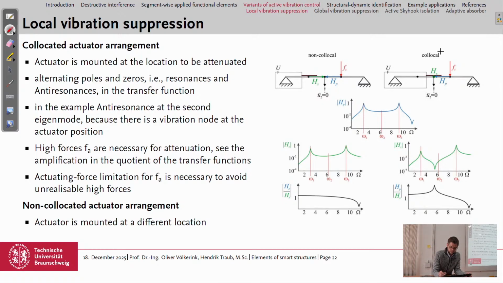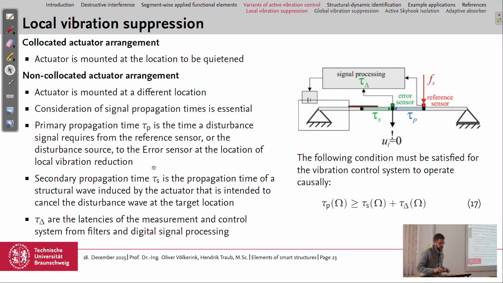Collocal or collocated means that the actuator is at the position where we want to calm down the structure. And non-collocal would be the second option we now have a look at. In this case, we have the actuator not at the position we want to calm down the structure. So the actuator is mounted at a different location.